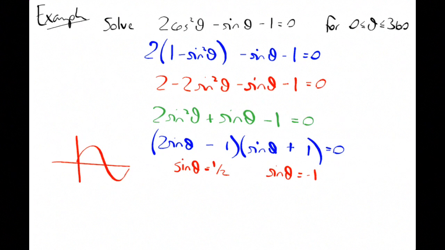Quick sketch. Sine theta equals a half, we know that's 30. We also know the other one is 180 minus that, so that's 150. Sine theta equals minus 1, we know that's 270, just by looking at them.